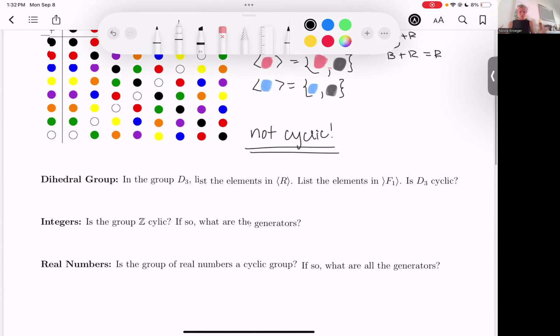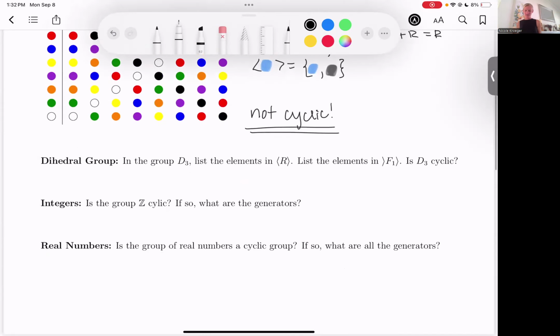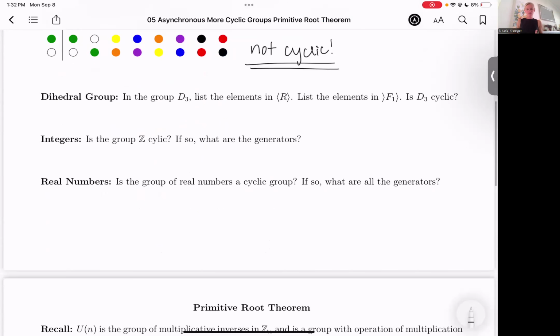Okay, so we're going to look at a few other examples here. So let's look at our dihedral group. Remember, these were the symmetries of different shapes. And so if I'm looking at D3, these were the symmetries of a triangle.